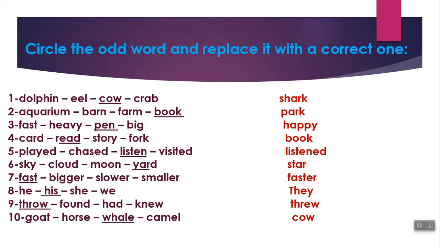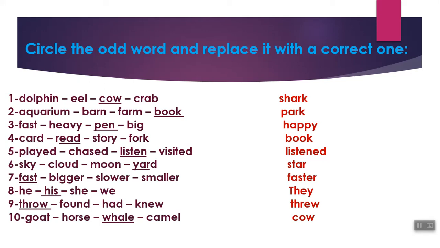Number 3, fast, heavy, pen, big. Fast, heavy, big are adjectives. Pen is a noun, so I'm gonna replace it with happy. Number 4, card, read, story, fork. Card, story, fork are nouns. Read is a verb, so I'm gonna replace it with book.